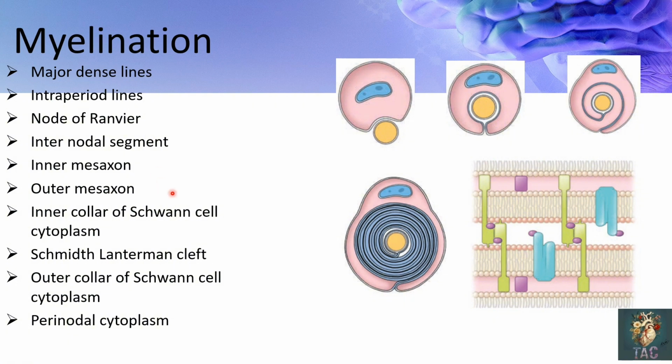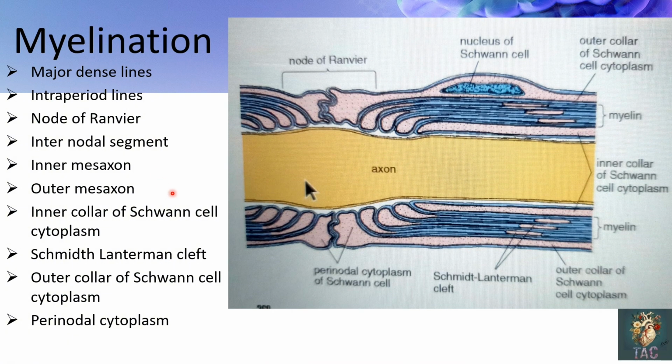So now I will further explain the other terms. Look at this diagram. This is the axon, and these are the different leaflets of the Schwann cells which are forming the myelin sheath. The darker ones are the major dense lines, and the lighter ones are the intraperiod lines. This area is the node of Ranvier where two Schwann cells meet.